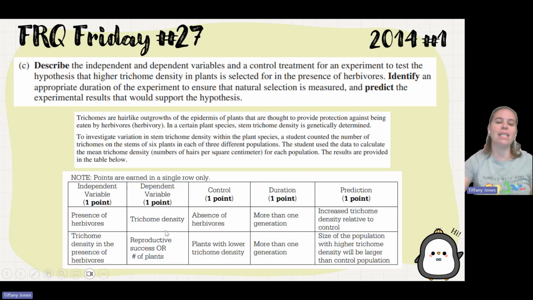So here we can see the data table showing us that we get a point for presence of herbivores for independent, trichome density for dependent, absence of predators for our control, more than one generation for duration, and then our prediction being increased trichome density relative to the control. Now they had another option they could have put, where trichome density in the presence of herbivores was your independent, reproductive success or the number of plants being dependent, the control being plants with lower density, more than one generation, and then the population with higher density will be larger than the population for control.